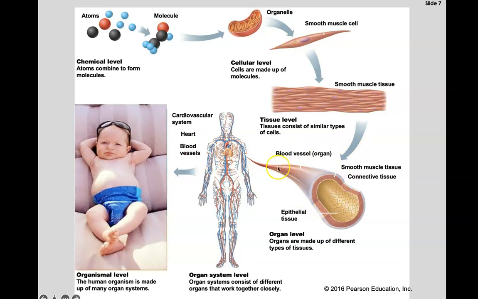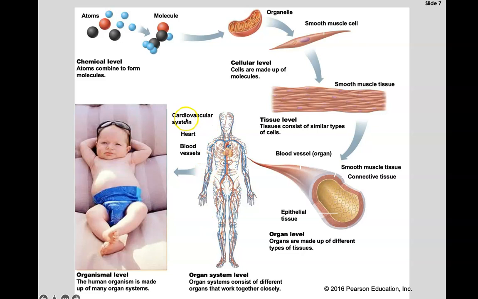And then, if we take our blood vessels and put them together with the heart, we take all of our arteries and our veins, all those blood vessels, and put them together along with the heart, this can make up the cardiovascular system, right? So the cardiovascular system is at the organ system level of organization now.